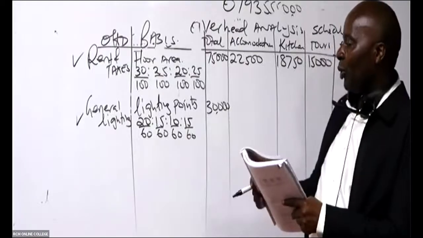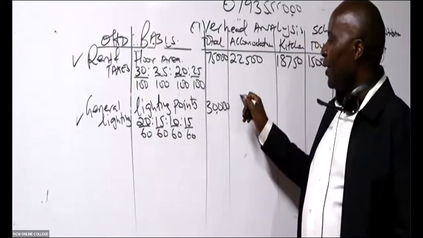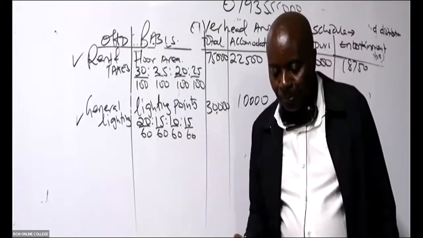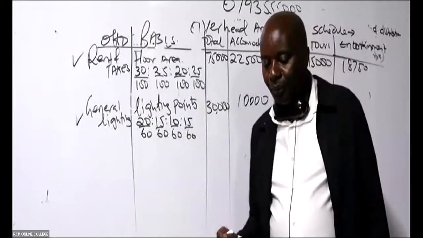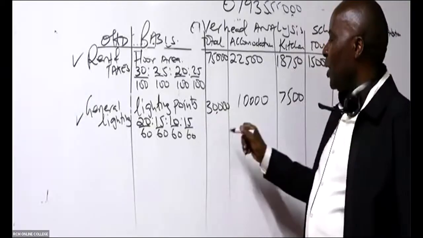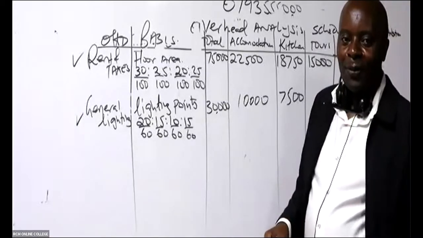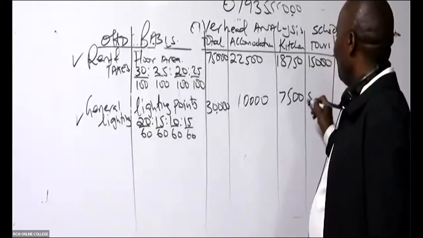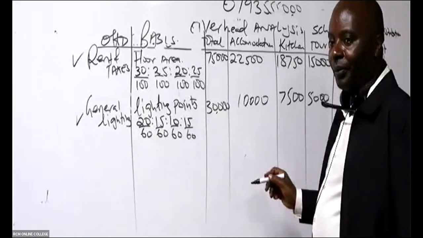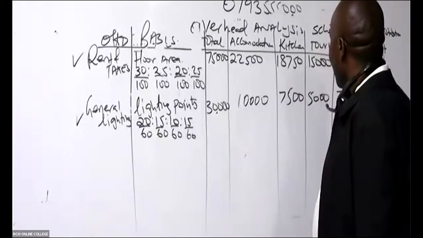So it is this figure we are apportioning. 30,000 times 20 over 60. The first one is 10,000. 30,000 times 15 over 60. 7,500, isn't it? All right. And then we have 10 over 60 times 30,000. 5,000. Then we have 15 over 60 times 30,000. 7,500. Thank you so much.